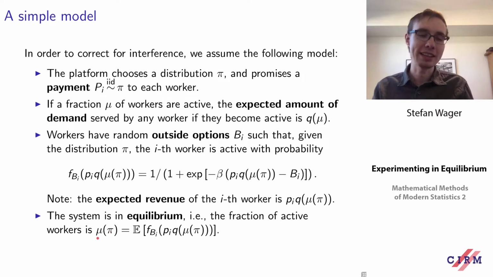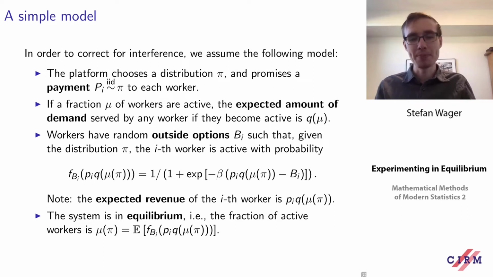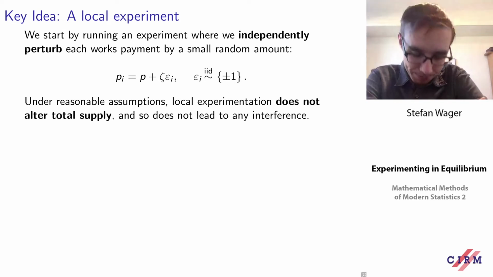You need to understand things like d mu dp. How does the total fraction of workers active change if you change payments? It turns out for most notions of utility that you care about, if you can figure that out, then you can figure out the derivative of the utility with respect to changing P, and then you can optimize the system. So the question is, how do we get d mu dp? And here it's going to take a little bit more work.